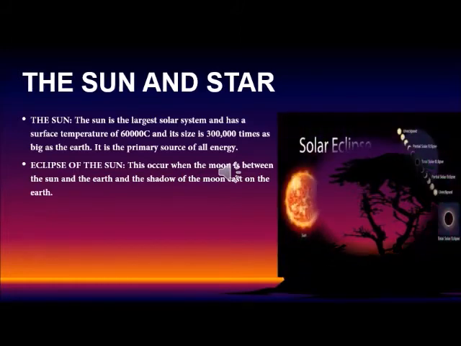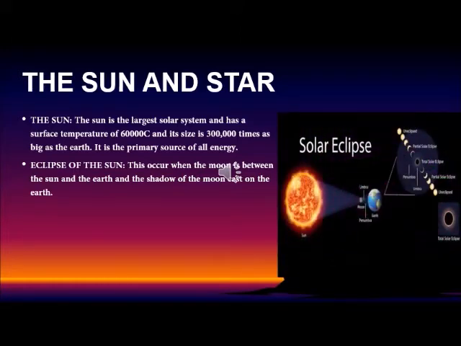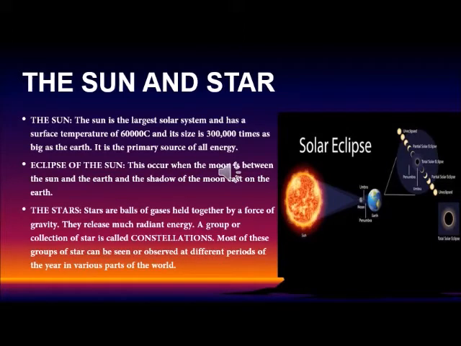To our right is a diagram of the solar eclipse. Here we can see that the moon is in between the shining red ball and the blue ball, which signifies the Earth. Now the star. Stars are balls of gases held together by the force of gravity. They release much radiant energy. A collection of stars is called constellations. Most of these groups of stars can be observed at different periods of the year in various parts of the world.